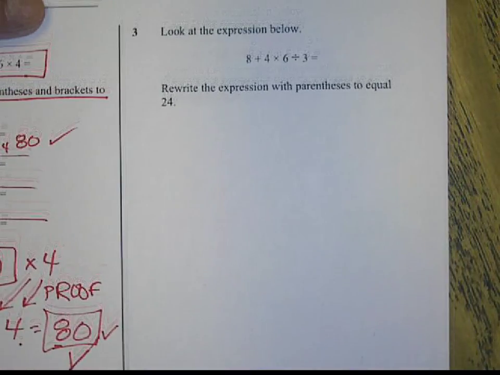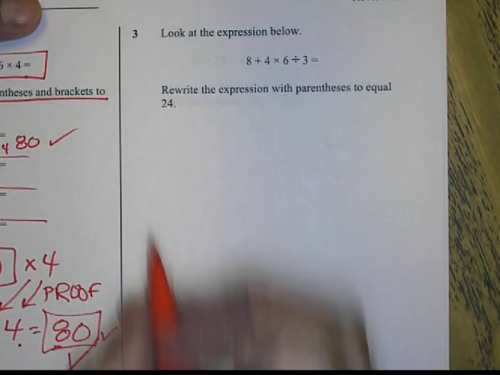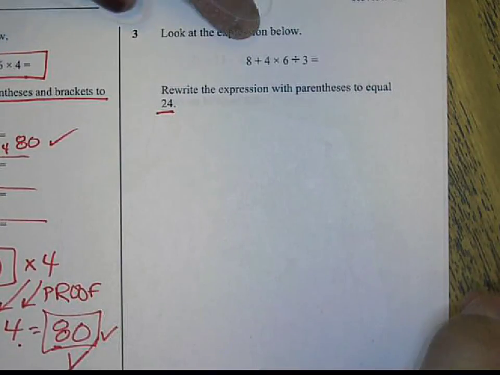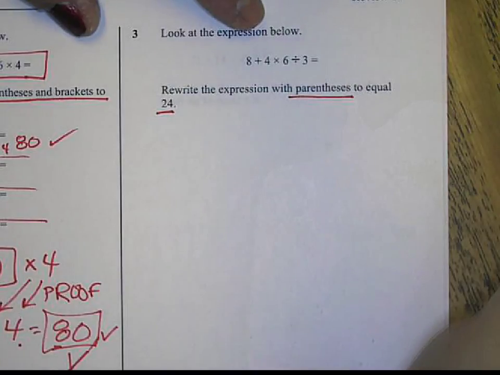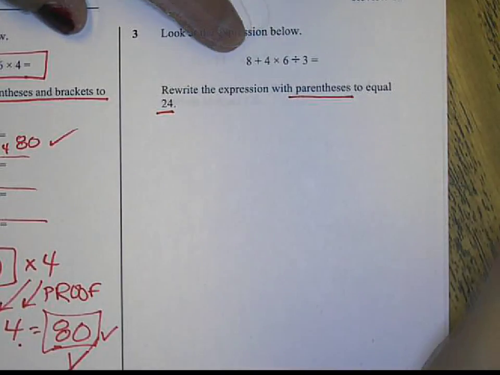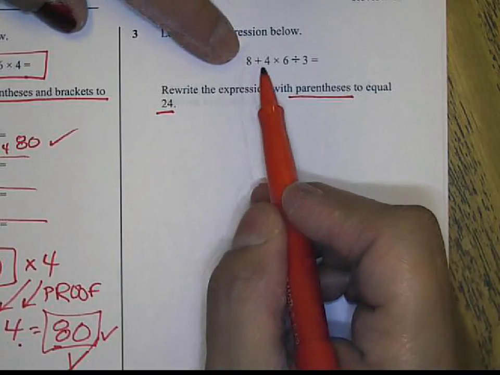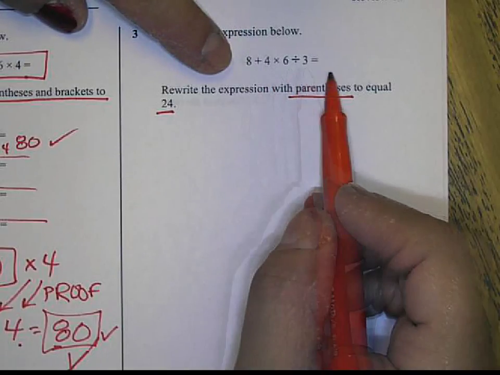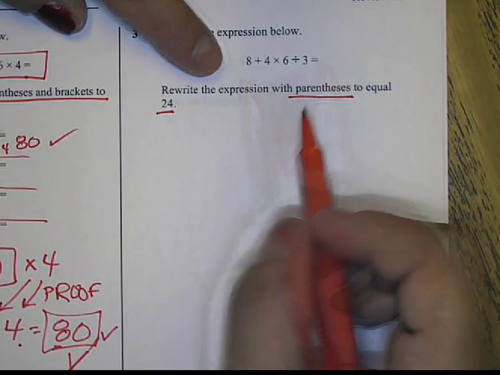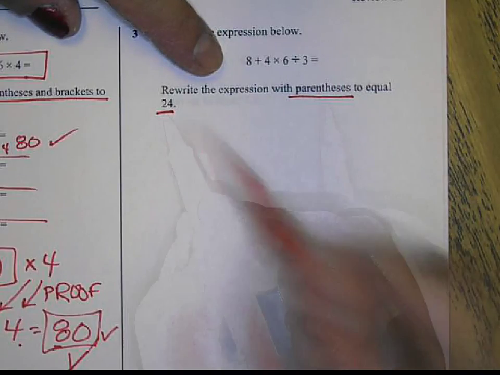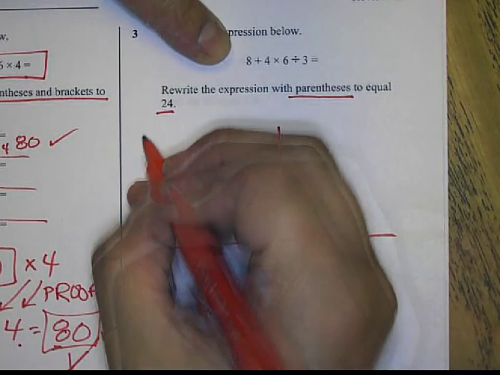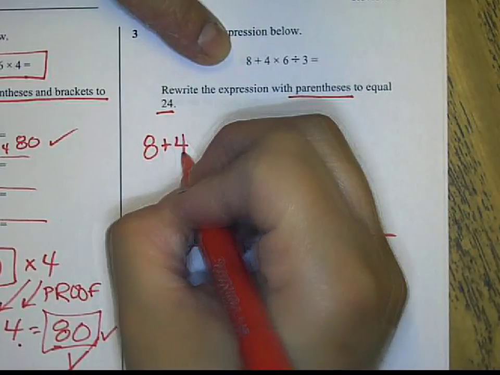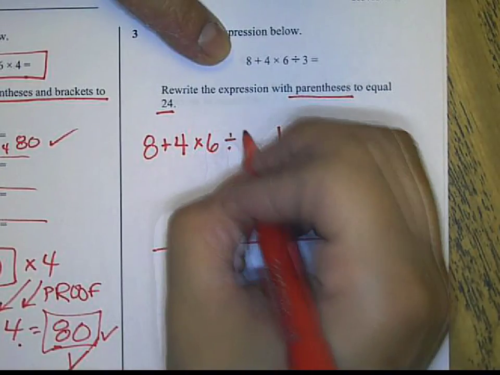Alright, it says, rewrite the expression with parentheses to equal 24. Alright, this one is one where you actually have to look, all they want you to use is parentheses. Did they say anything about brackets? No. So, you're either going to do 8 plus 4 in parentheses times 6 divided by 3. No matter what you do, you have to come up with one that equals 24. So, I'm going to start with 8 plus 4 times 6 divided by 3.